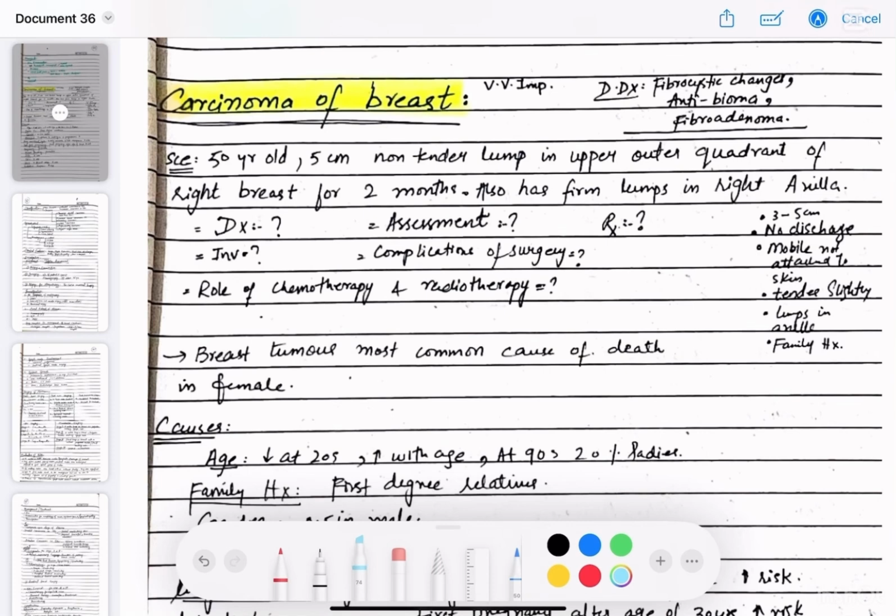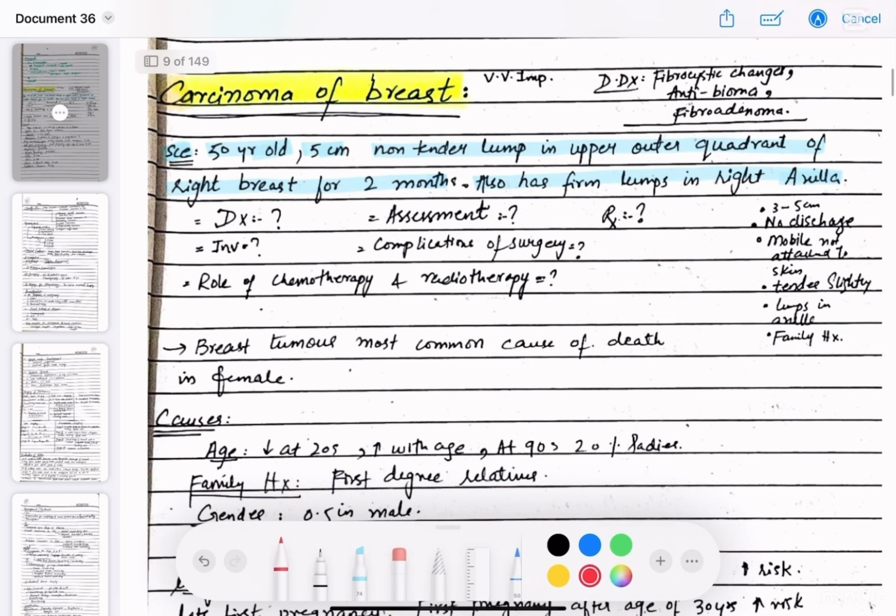Now carcinoma of breast. So we are having a scenario that there is a 50-year-old with a 5 centimeter non-tender lump in the upper outer quadrant of the right breast for 2 months. She also has firm lumps in the right axilla. So what is the diagnosis, the investigations, the role of chemotherapy and radiotherapy, the assessment, the complications of surgery and the treatment? So here we are having a 50-year-old lady.